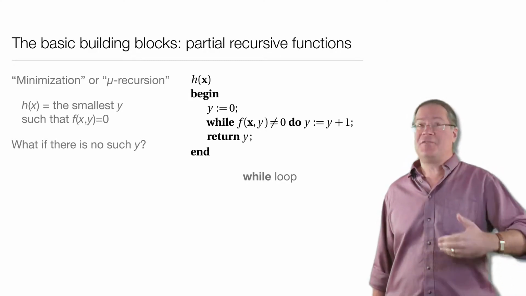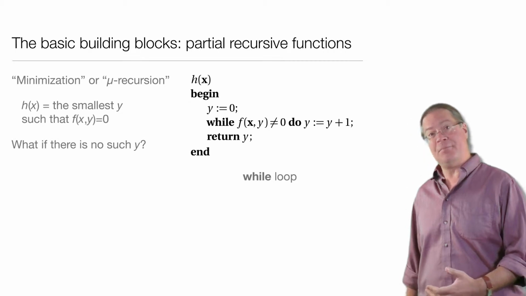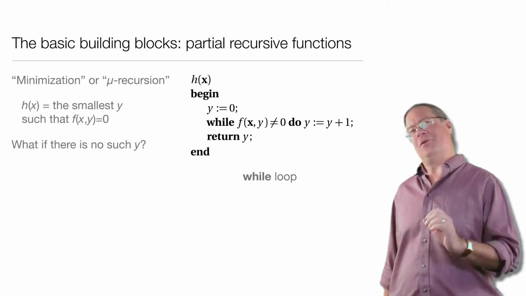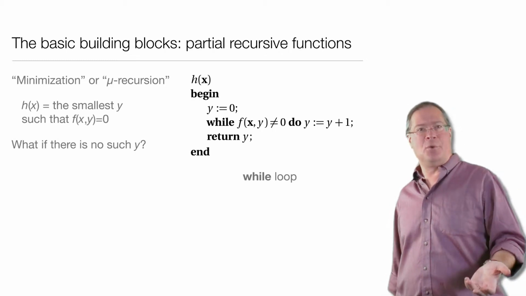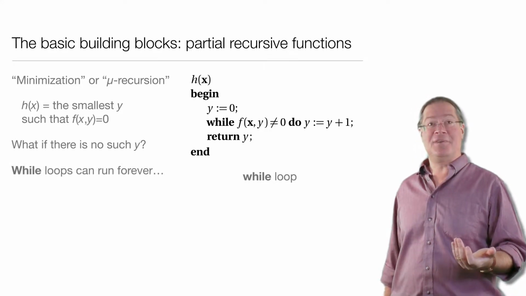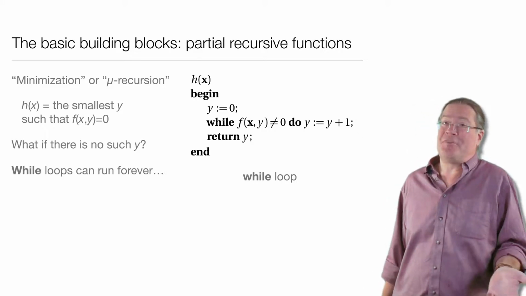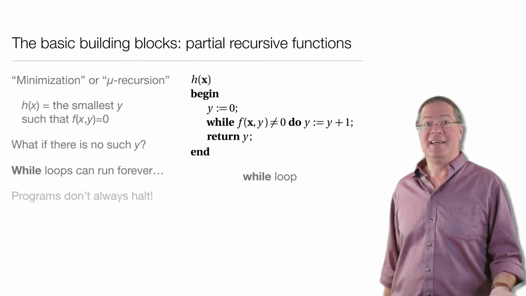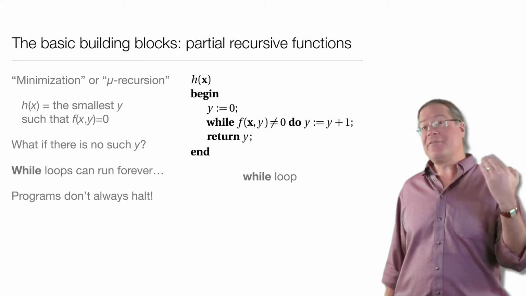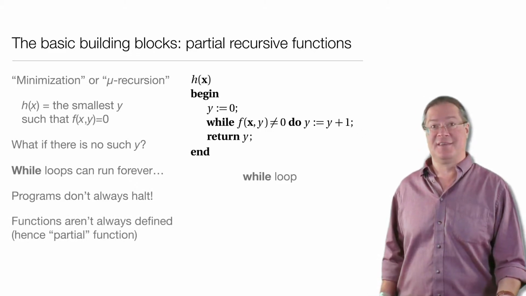Well, okay, if you've done any programming, you've seen for loops and you've seen while loops, so it's kind of nice to see this show up. But what if there is no such y? What if f of x comma y is non-zero for all values of y? Well, then the while loop will run forever. And that's something that while loops do sometimes. They never end. And in that case, this program will never halt. But then it will never return a value, and this function will be undefined.